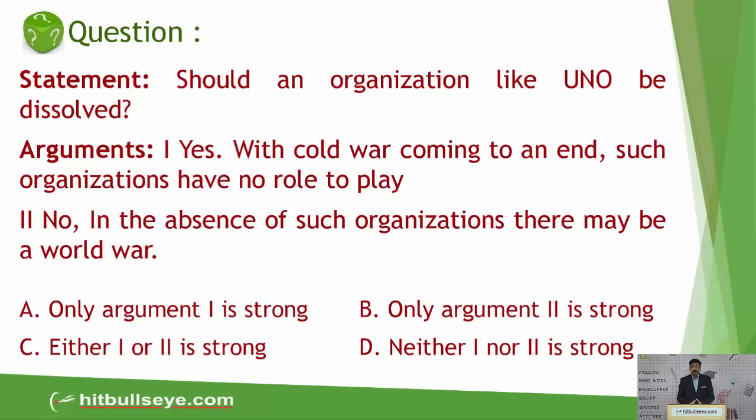The question goes like this: should an organization like UNO, United Nations Organization, be dissolved, means abolished? Argument 1 says yes, the Cold War coming to an end, such organizations have no role to play. Second says no, in absence of such organizations, there may be a world war. Primarily UNO was created, or initially the role of UNO is to maintain the world's peace. Agreed that the Cold War is over, but the possibility of war would always be there. So the first argument is weak, the second is strong. So we should keep UNO because the danger of war is lurking every time.